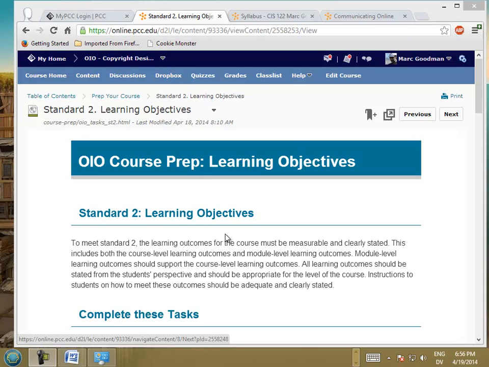So good learning outcomes are really the foundation of the course. And if the learning outcomes are well chosen and well written, then the rest of the instructional materials will fall in line. If the learning outcomes are not well written, then it's going to cause a lot of difficulty later on when you're trying to design assessments and learning materials and learning activities to support those learning outcomes. So let's look at this in detail.